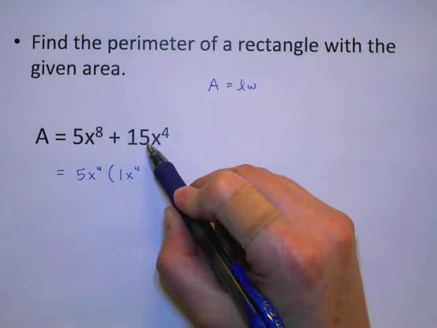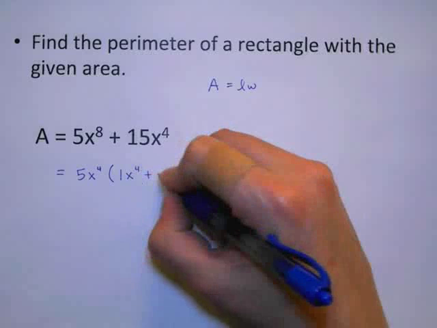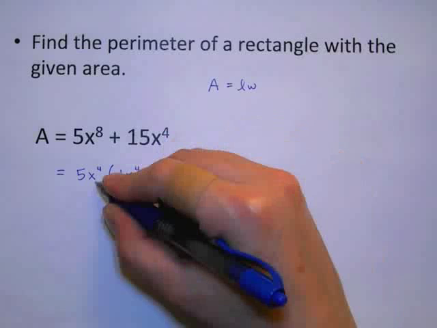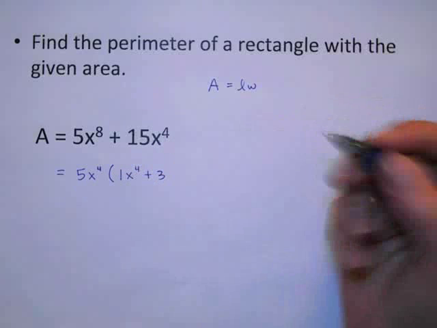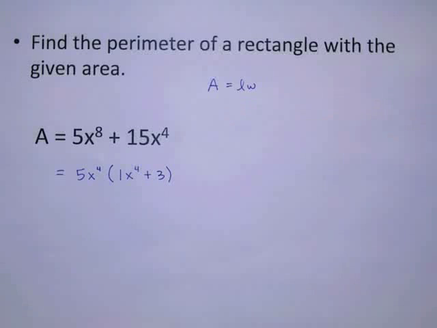Now I do division again. 15 divided by 5 is positive 3. X to the 4th power, and I took out x to the 4th power, so I don't have any more x to the 4th powers. So this is completely factored right here.